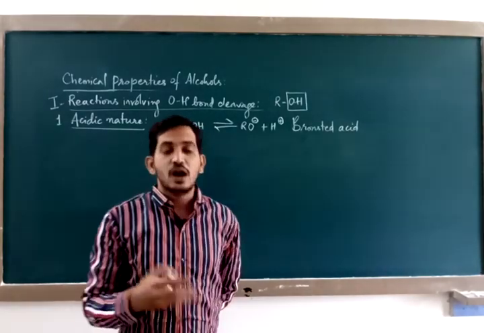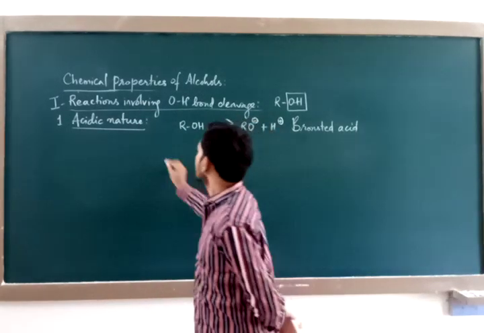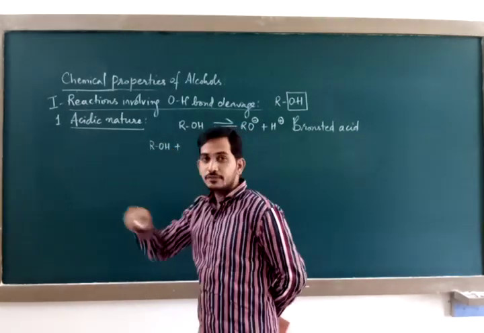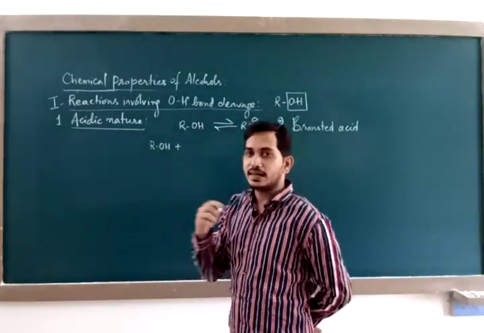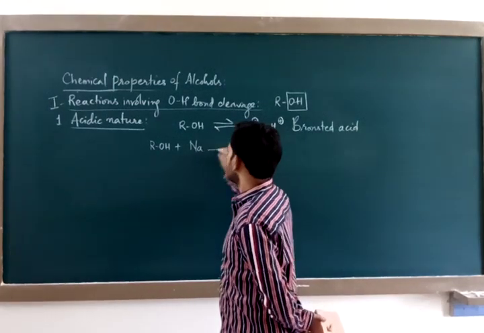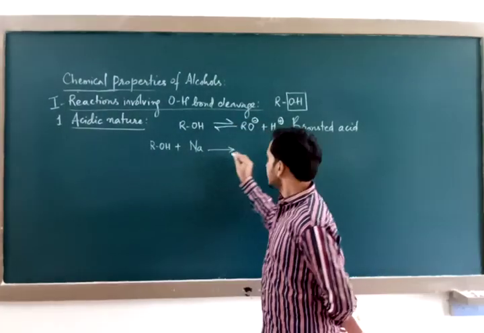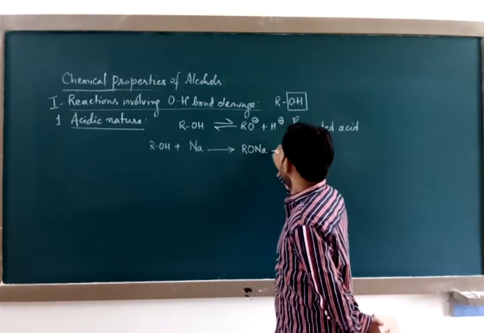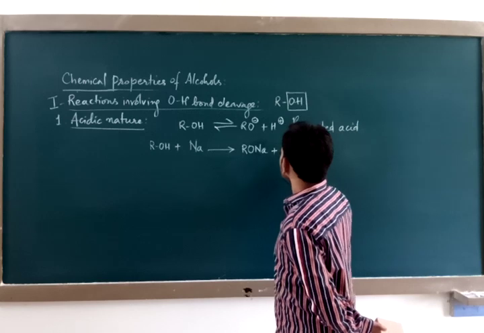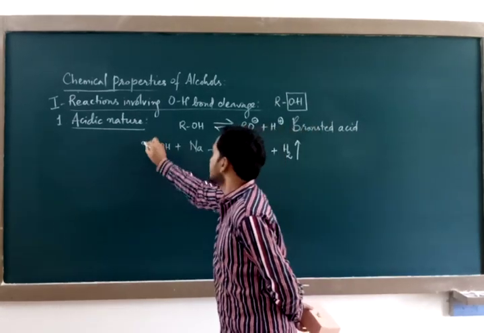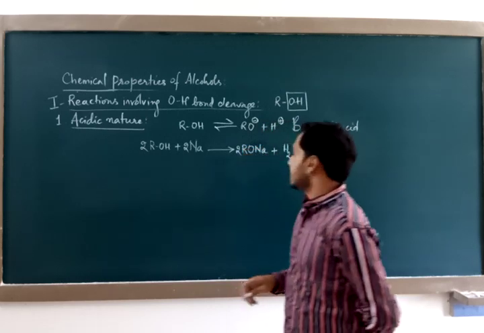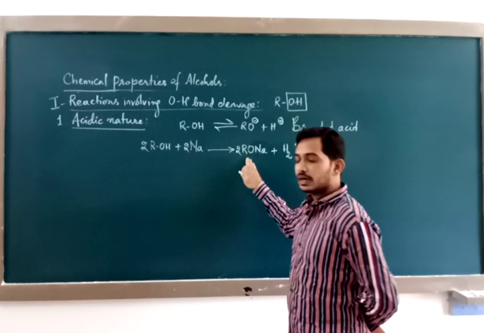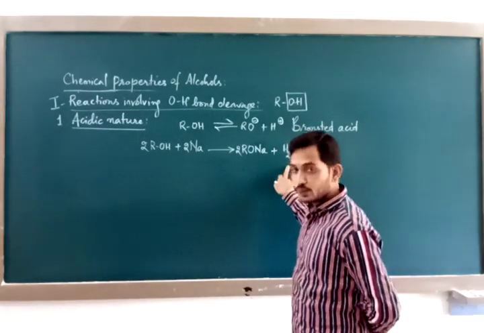Now if they are acidic, how do you prove it? Let us see one reaction. If alcohol is reacted with anything which is basic in nature, especially alkali metals like sodium, this is the best known reaction. When these two react, it forms a salt, sodium alkoxide, liberating hydrogen gas. Balance it in this form. When alcohols react with sodium metal, it forms sodium alkoxide by liberating hydrogen gas.